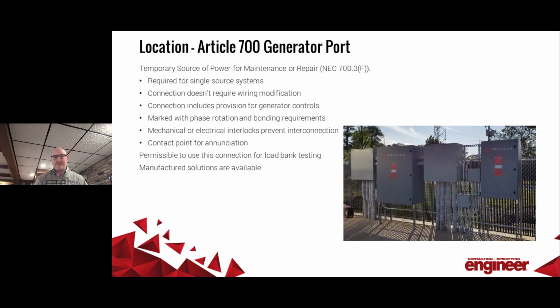Here's a picture of an actual generator port installation, an Article 700 port. It's, as we said, required for emergency systems that rely on a single generator. It has to be ready for connection without modifying the premise wiring, and it has to have provision for generator start and stop controls. It has to have mechanical interlocks to prevent any way of interconnecting the generator and the utility. And as Richard said, the same port is specifically allowed in the code to be used to connect the generator to a load bank for testing or maintenance.